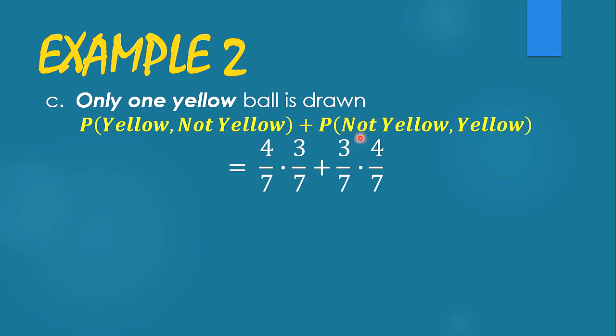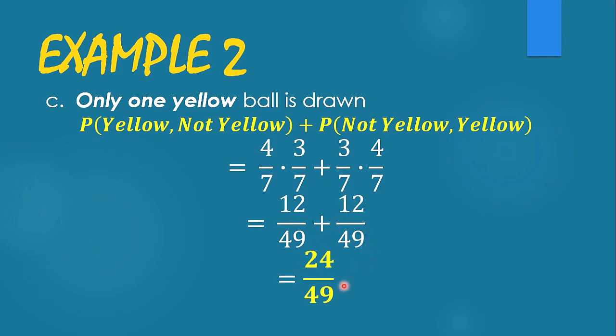Plus, getting first not yellow, so we have 3 over 7, and then the probability of getting a yellow, we have 4 over 7. Simplifying this, we have 12 over 49 plus 12 over 49, which is equal to 24 over 49. Or 24 divided by 49 is equal to 0.49 or 49%.